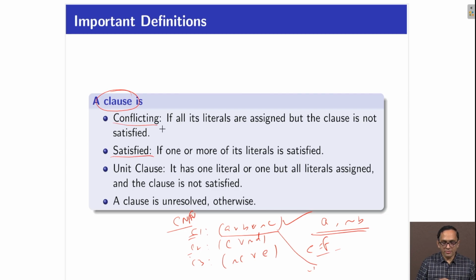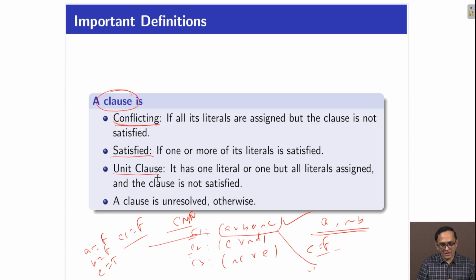It may be conflicting if you assign values so that the clause becomes false. For example, if you have the clause A or B or not C, and A equal to false, B equal to false and C equal to true, then under this assignment C1 becomes false. That is called a contradiction or conflict, because each clause has to be true individually.